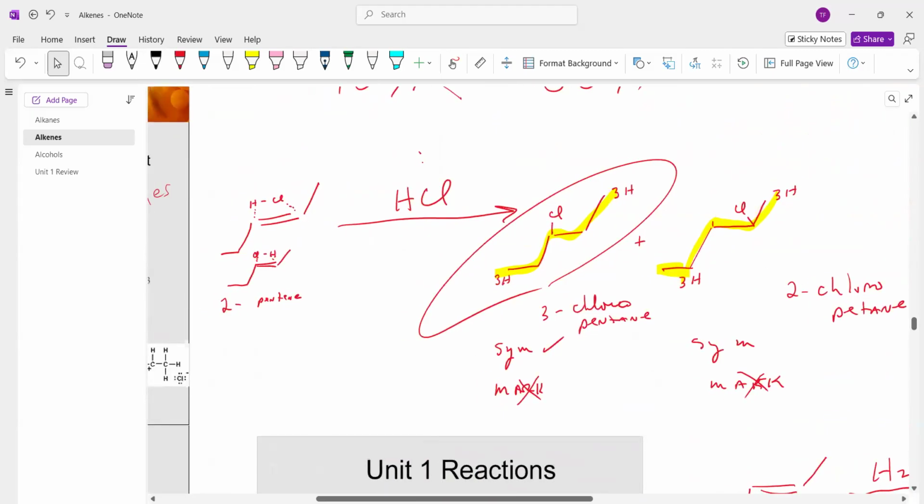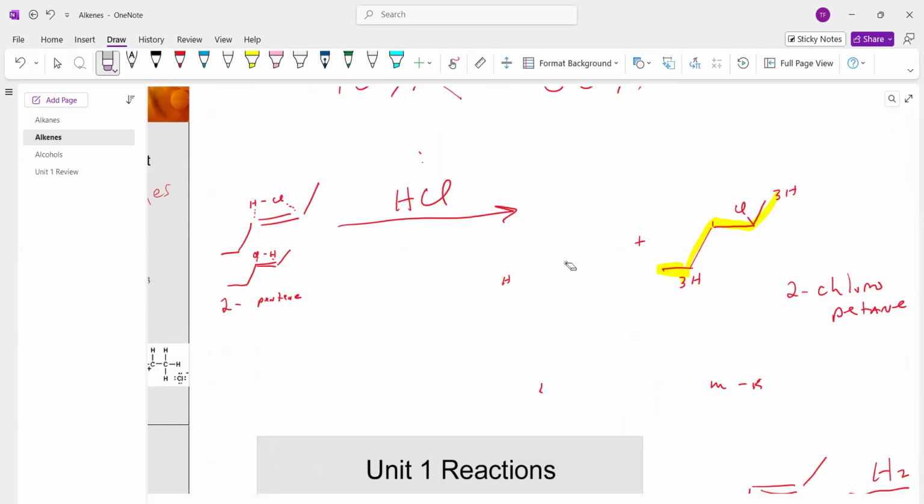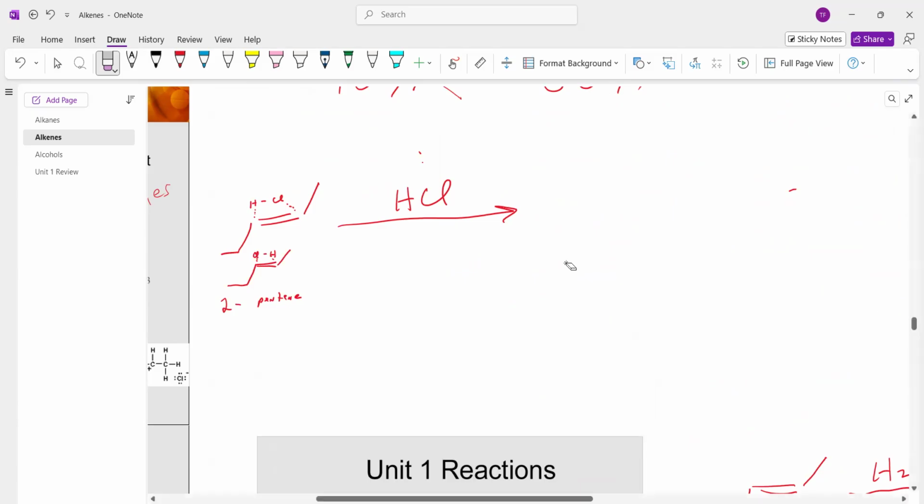All right, so let's take an example. Let's add hydrochloric acid to an alkene. Okay, so first thing, let's name the reactants. Okay, we've got 1, 2, 3, 4, 5. So that's pentene. So we're going to end up with a 5-carbon backbone.